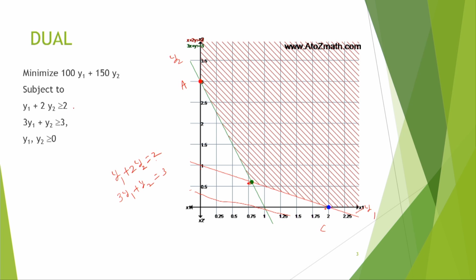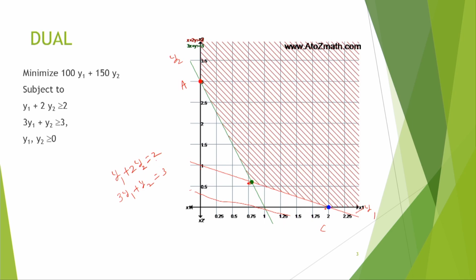So y1 equal to 0.8 and y2 equal to 0.6 are the unit worth of resource. That means if you increase 1 unit of resource 1, that means y1 plus 2y2 becomes equal to 3, then your objective function value will increase by this much amount.